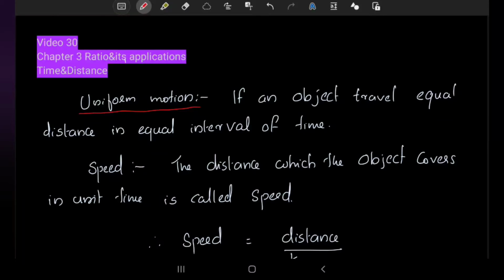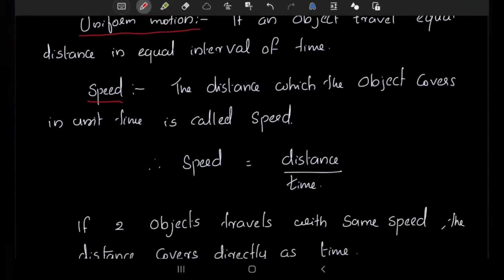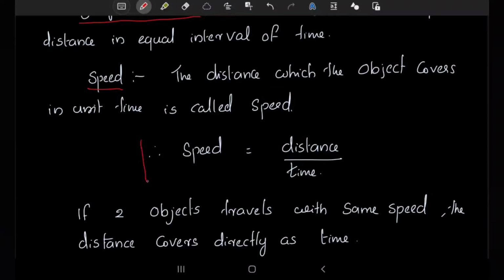So here it is speed. What is speed? The distance the object covers in unit time. That is called speed, and it is obtained by dividing the total distance traveled by time. The standard unit: distance is measured in meters and time in seconds, so the unit of speed is meter per second.